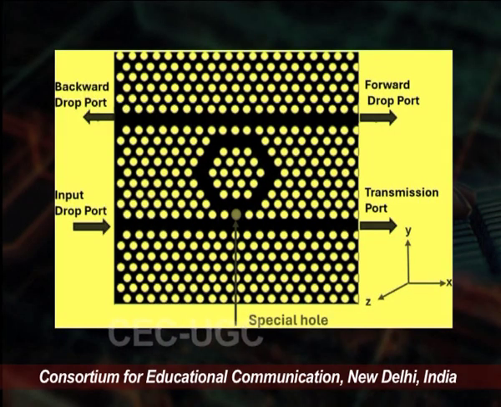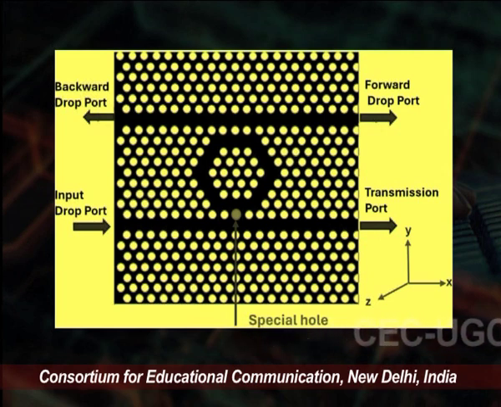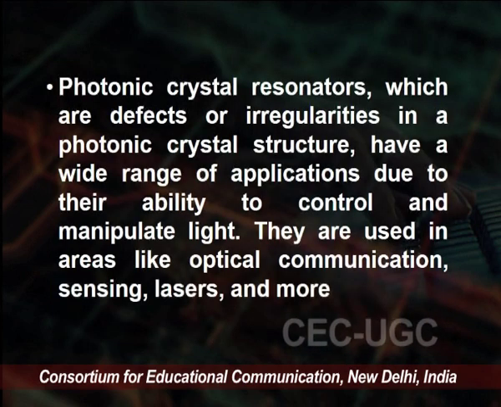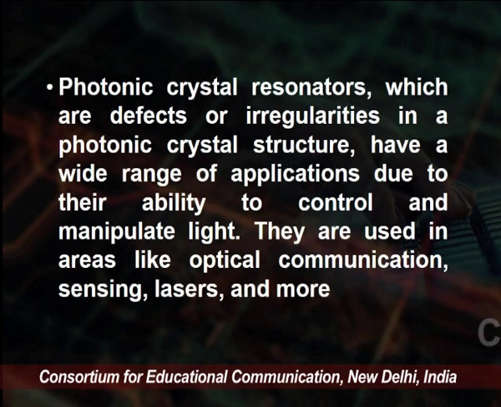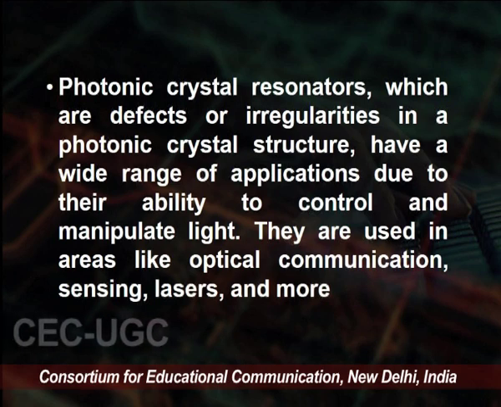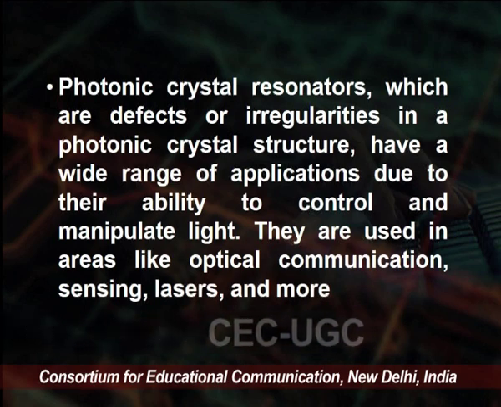You can see on the screen this type of periodic arrangement of the photonic crystal, and you see that here is a backward and forward drop port. It is a periodic arrangement of the crystal, where one port is the input port and another port is the transmission port, and here is a spherical hole that is used to generate the resonator. So photonic crystal resonators, which are defects or irregularities in the photonic crystal structure, have a wide range of applications due to their ability to control and manipulate light.